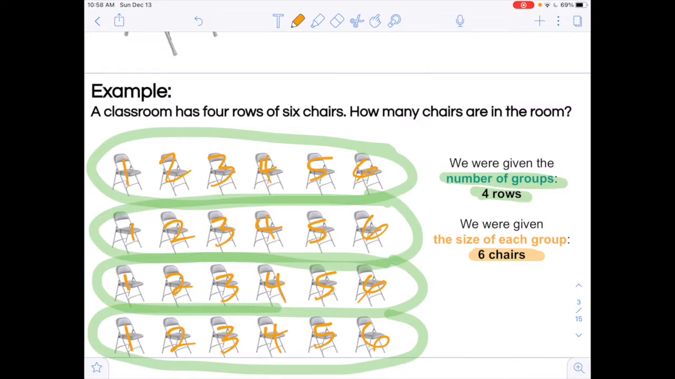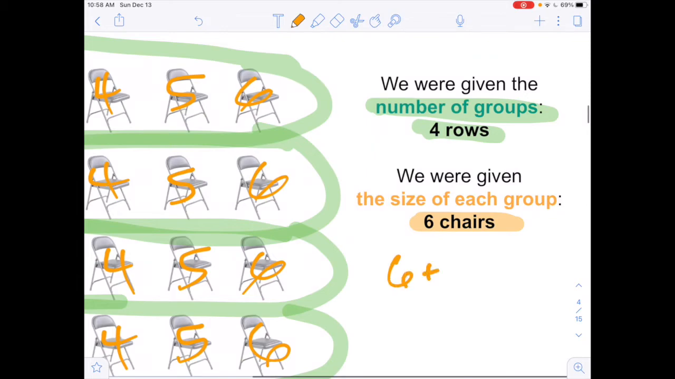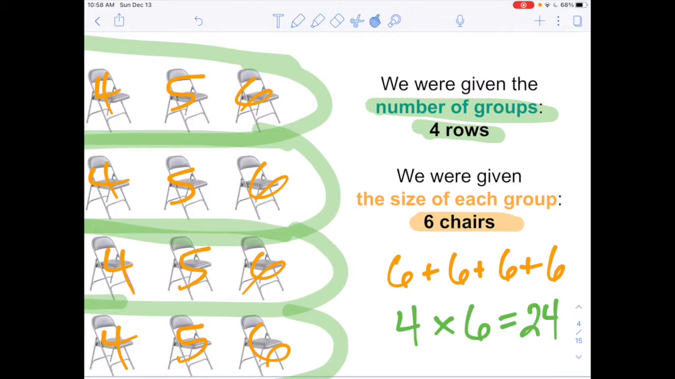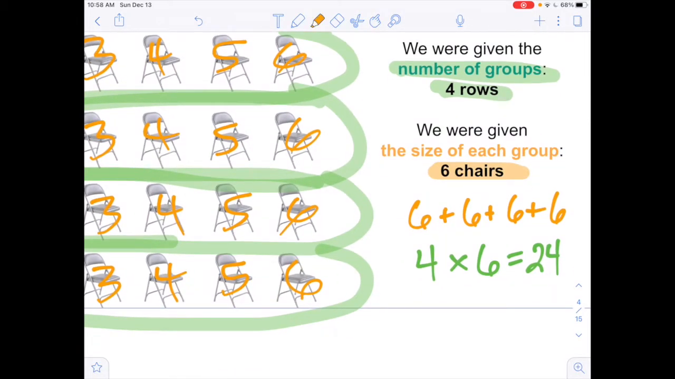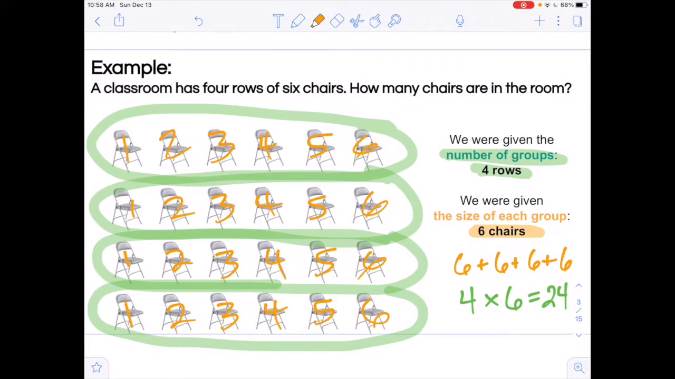This is multiplication. I could make this problem be 6 plus 6 plus 6 plus 6, but the shortcut is to say I have 4 groups of 6. That is multiplication. At the end, I found out the total, the all together, right? We wanted to know how many chairs are in the room. This is the total. If you know how many groups there are and the size of each group, then you have multiplication because they want to know how many there are altogether.